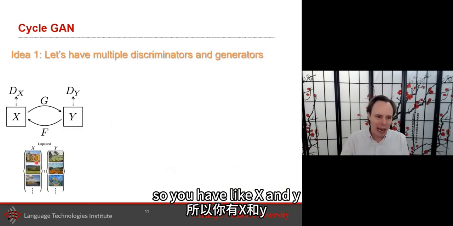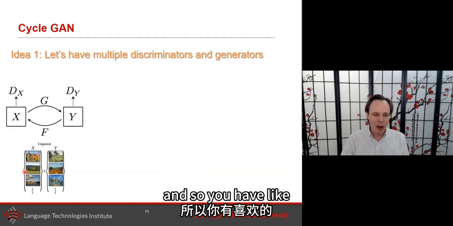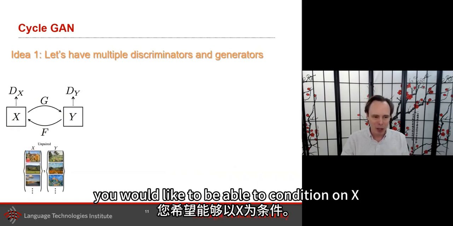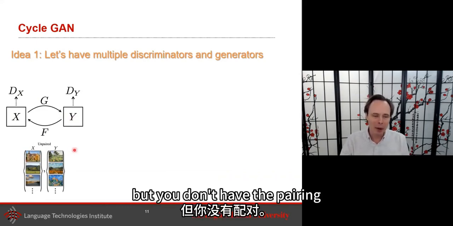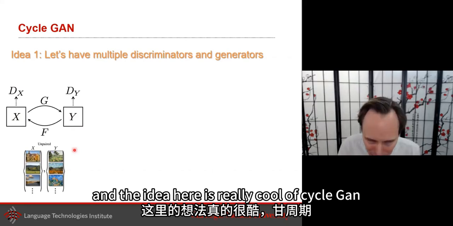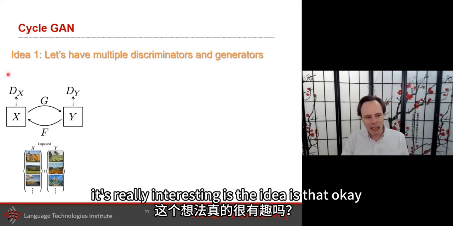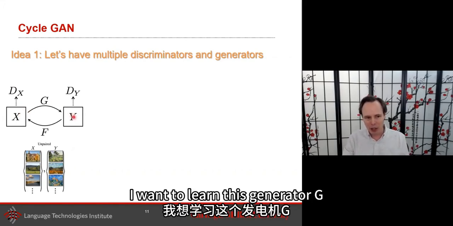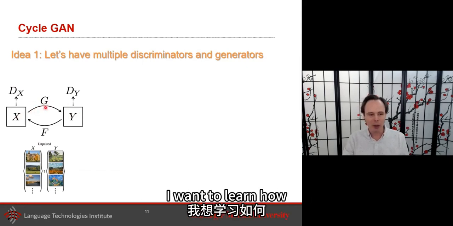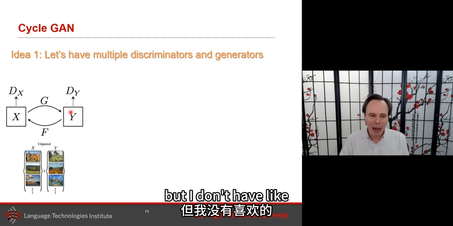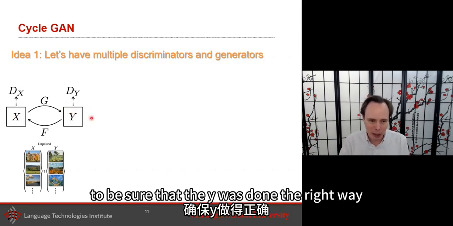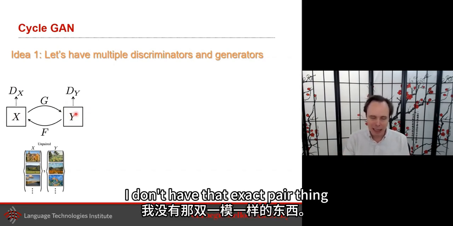So you have X and Y, and you would like to be able to condition on X to generate Y, but you don't have the pairing. And the idea here is really cool: CycleGAN. It's really interesting. The idea is that I want to learn this generator G. I want to learn how, based on X, I can generate Y, but I can't be sure that the Y was done the right way. I don't have that exact pair.